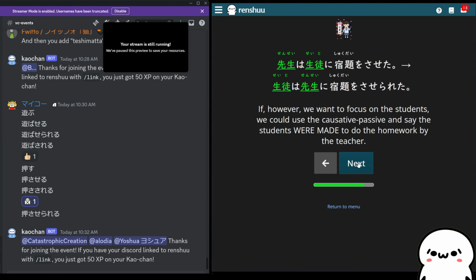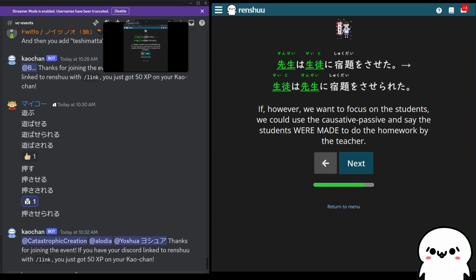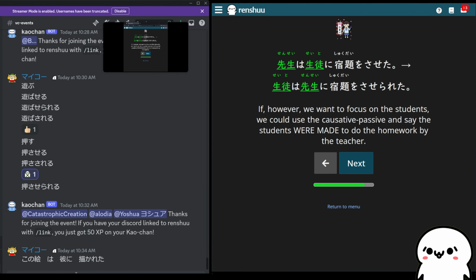When we did the passive actions before, the passive voice, the doer of the passive voice was always marked with ni. So let me give you an example. So if we're talking about a picture or a painting that someone did, kono e wa kare ni kakareta. This painting was painted by him.